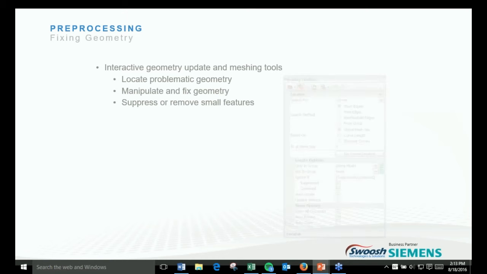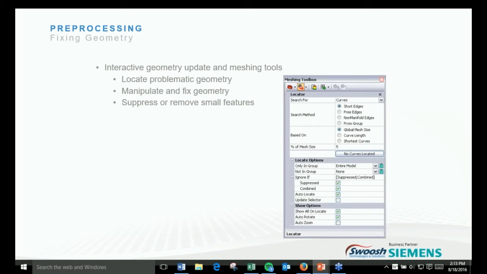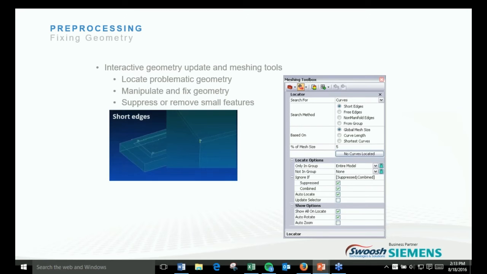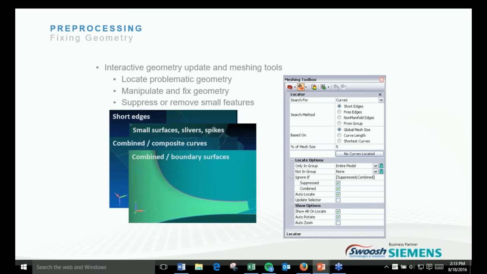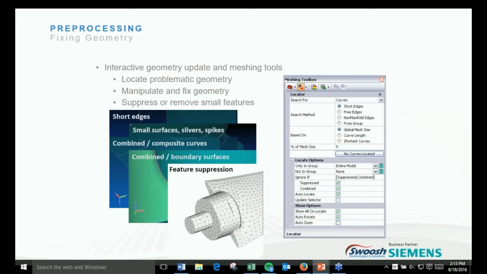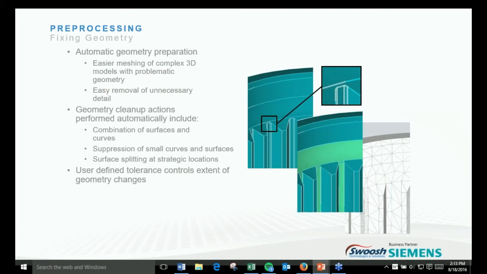This is where FEMAP's locating in the meshing toolbox comes into play. It's a dialogue that you can use to control the search parameters and locate all the troublesome curves and surfaces quickly and easily. Having located the problematic geometry entities, there are a number of tools available in FEMAP to make the corrections and allow accurate, well-shaped meshes to be created. So this is just so critical, to find these and really get control over these problem areas. The extent of the geometry changes is controlled overall by the user-defined tolerances that you can set in place.